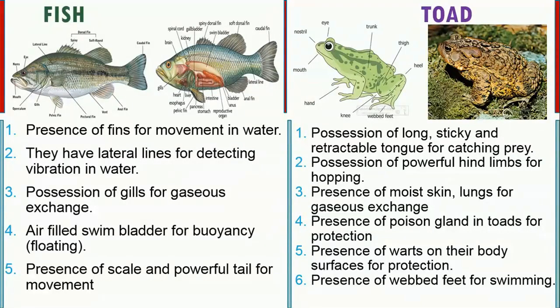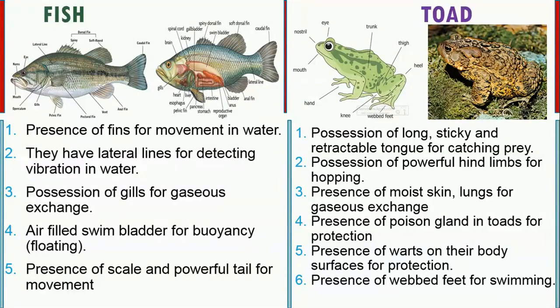Now, 4 is swim bladder for buoyancy. The bladder keeps them floating in water. So observe the second image, you see the part named swim bladder. And the last one on the list here is presence of scales and powerful tails for movement. All right, let's discuss the toad. Now, what are some of the adaptive features of toad?